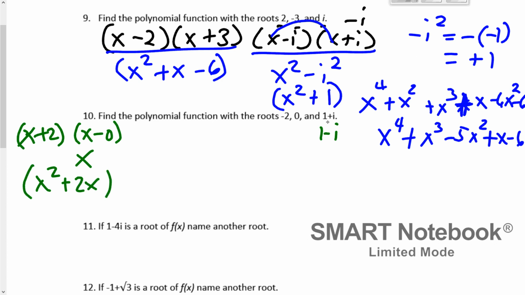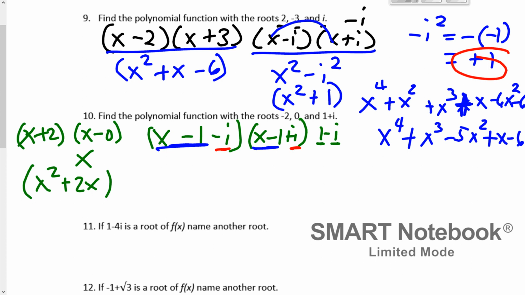And now I have to take x minus these, so that's x minus a 1 minus i, and then x minus 1, right, minus 1, minus a minus i is a plus i. Right, so again, these are conjugates. This is my first term, x minus 1 times x minus 1, and then my last, negative i times a positive i, and we found out that's just adding 1. So all I have to really do is take x minus 1 times x minus 1, which is x squared minus 2x plus 1, and then I add 1 for my negative i squared.